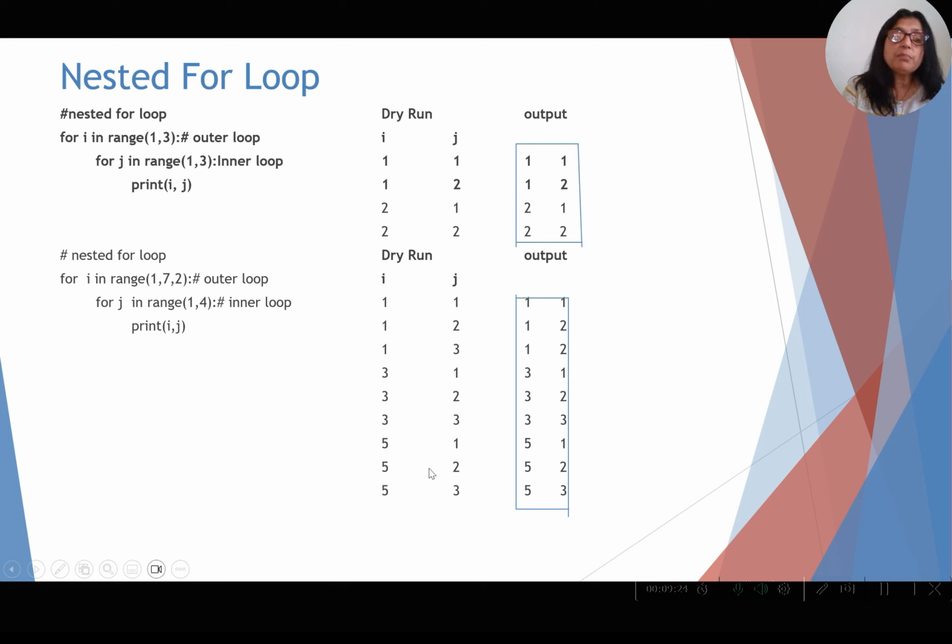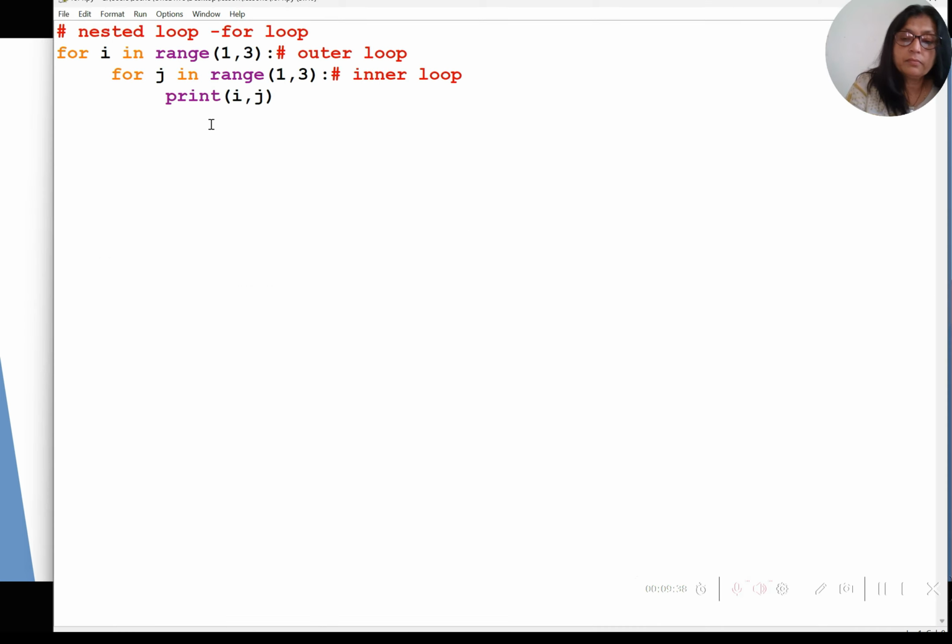Okay, this is about our nested for loop. Let's do some programs using nested for loop. Let's move to the Python platform. Now just see, this is a nested for loop: for I in range 1, 3, that one we have done. Just now we learned the same thing. Now run it and check whether you are getting the same output or not.